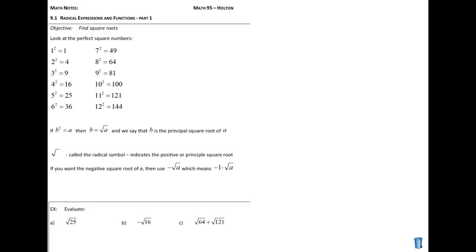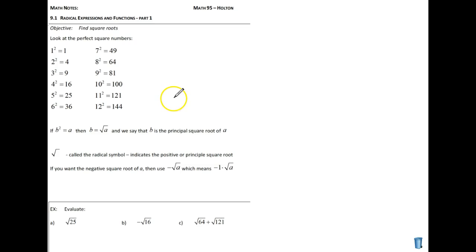In this video, we are going to talk about the first part of section 9.1, which is radical expressions and functions. So the first part we want to look at is finding square roots, and it's going to be very important that you take some time to memorize perfect square numbers. So for example, 1 squared is 1, 2 squared is 4, 3 squared is 9. All of these numbers, 1, 4, 9, 16, so on and so forth, these are called perfect square numbers.